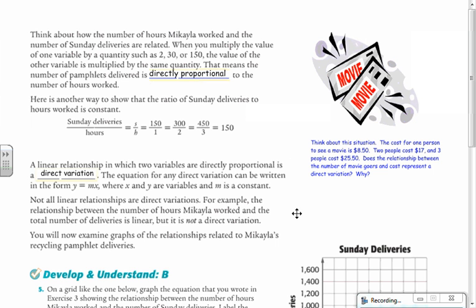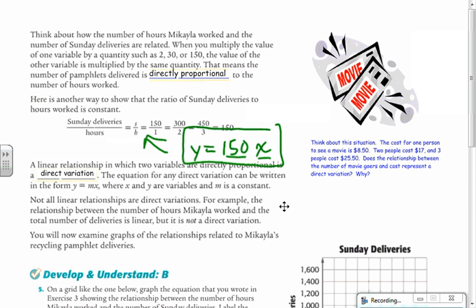The equation for any direct variation can be written in the form y equals mx, where x and y are variables and m is a constant. For this one, the equation we wrote for Sunday deliveries, since it's 150 per hour, would be y equals 150 times x, or 150 times the number of hours worked. Whenever you have an equation like that, that's another way to tell that it's a direct variation.